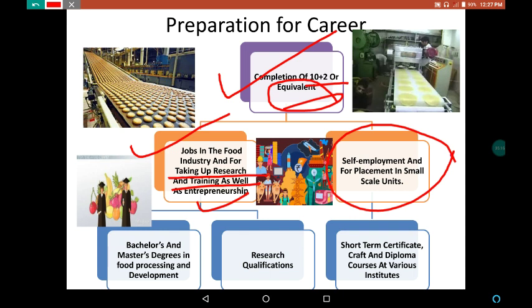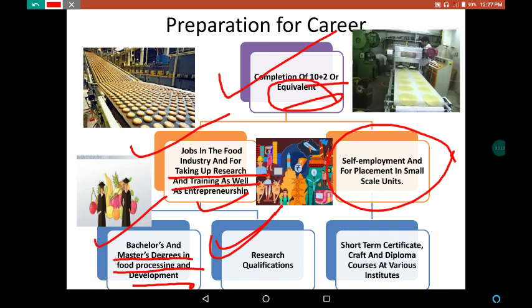If you want to take a job in the food industry or you want to take up research in food processing and technology or food development, then you have a bachelor degree as well as a master's degree in food processing and development. And there are some research qualifications which you have for being a professional in the food industry or any research process related to food technology and its development.